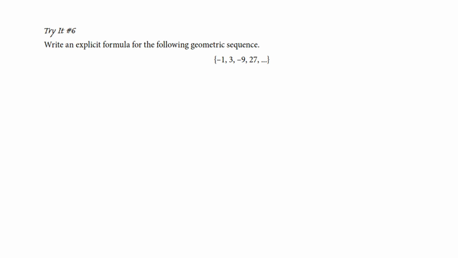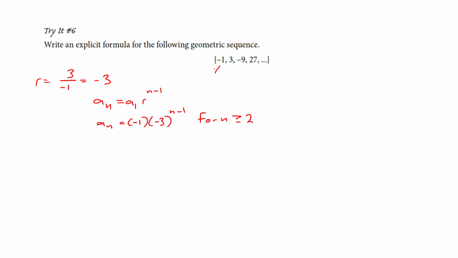Okay, let's write an explicit formula for this sequence. What we need is that ratio. So we're going to take the second iteration divided by the first, and our ratio is going to be -3. So this is easy. a1 r to the n minus 1. Well, if my first iteration is -1, I know r is -3, then I've got it. Now again, I'll say for n greater than or equal to 2. So all I had to do was find r. They told me a1, so that was nice and easy.